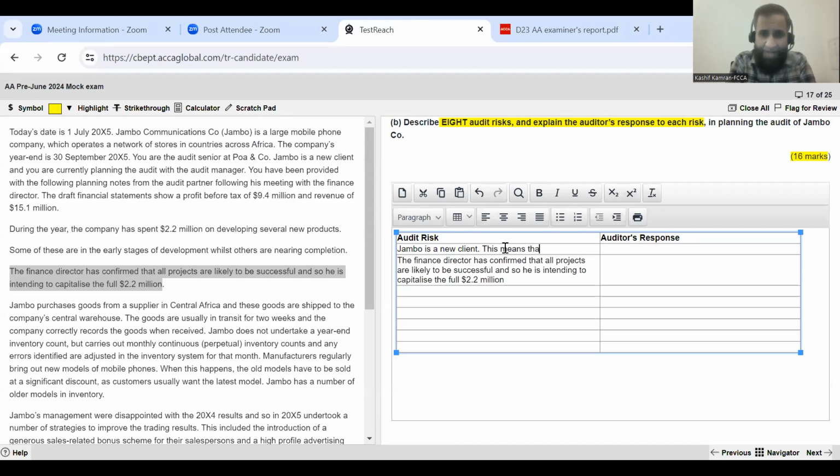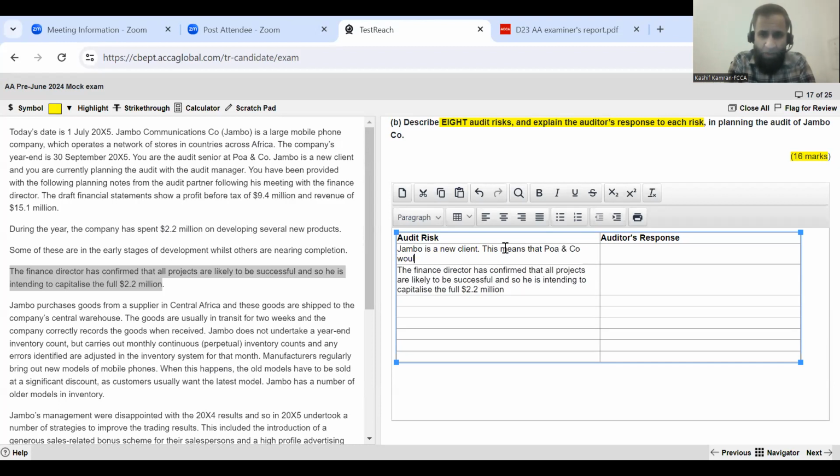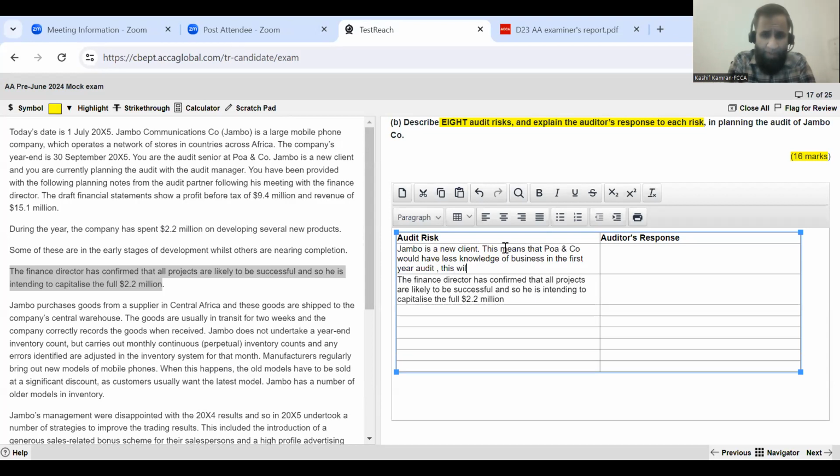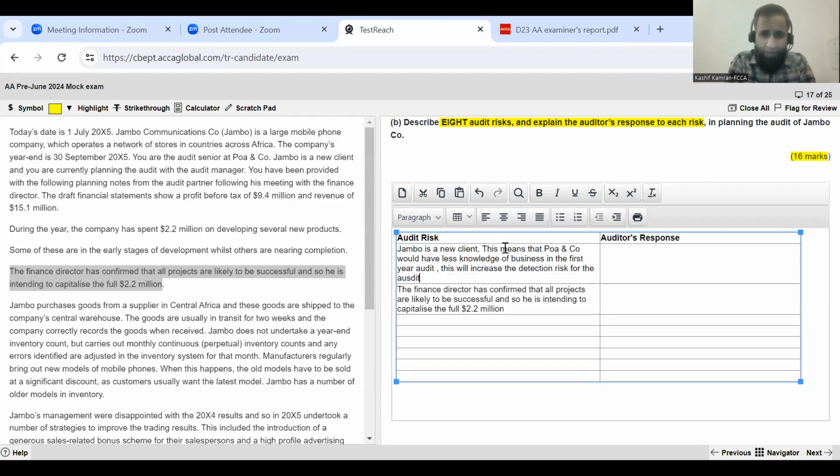Jambo is a new audit client. This means that Poor and Company, which is the audit firm, would have less knowledge of business in the first year audit. This will increase the detection risk. This will increase the detection risk for the audit team, full stop. So this is it. This is a detection risk. And then you write the audit response.